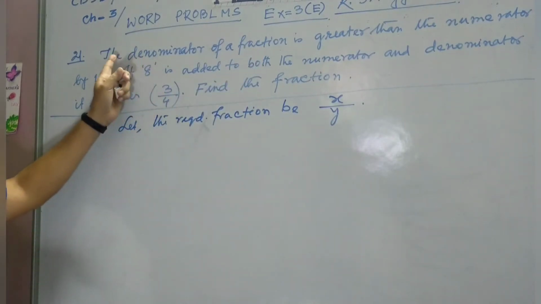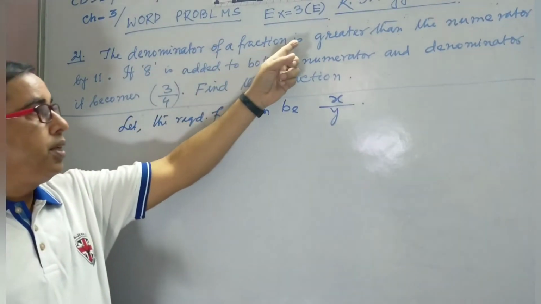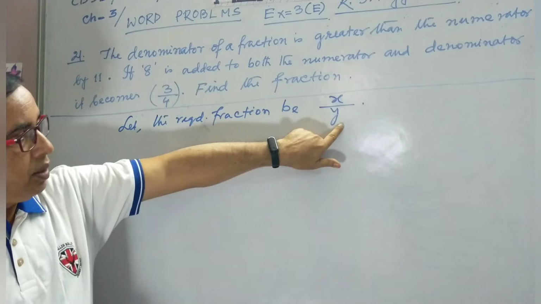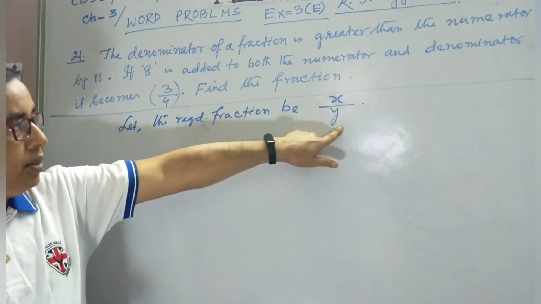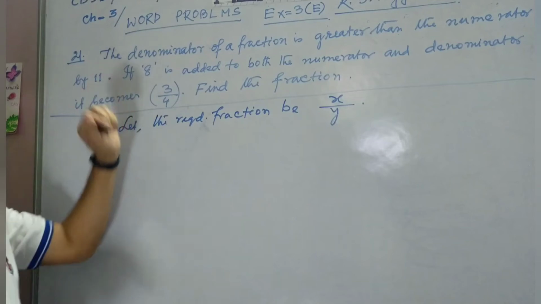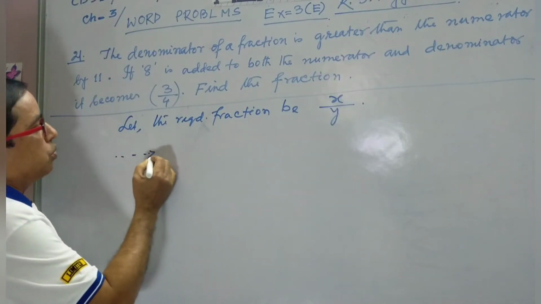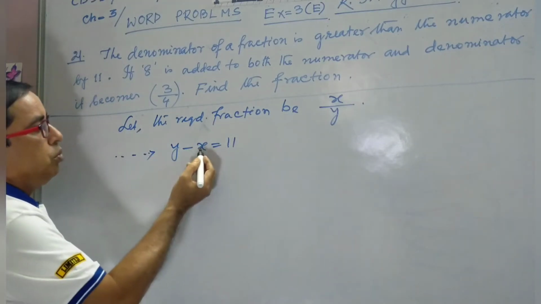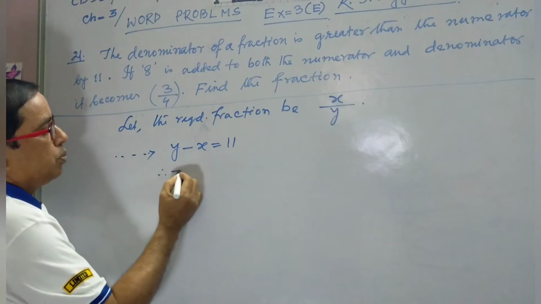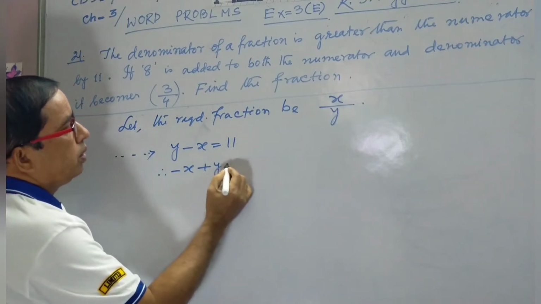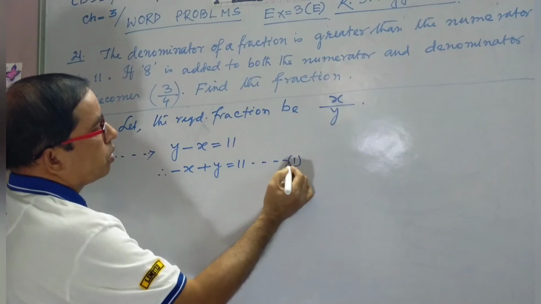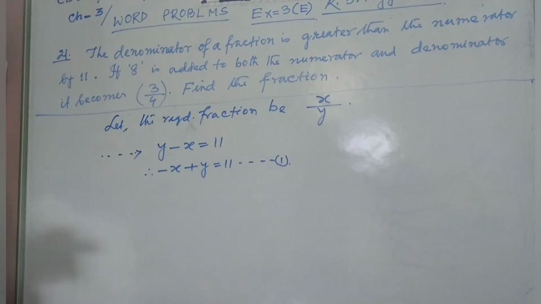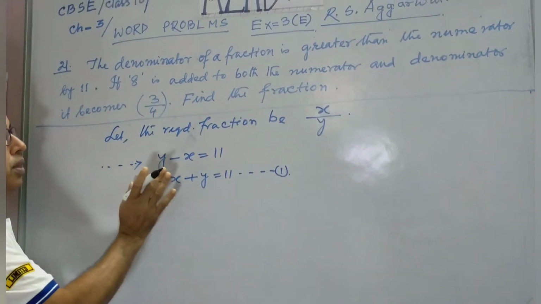Now we have to read the first condition. What is the first condition? The denominator of a fraction is greater than the numerator by 11. Which one is the denominator? This one, that is the below one. Y is the denominator. It is greater than the numerator by 11. So according to first condition, we can write y minus x equal to 11. You can change the position of x and y. Therefore minus x plus y equal to 11. This is equation 1. To make it easy to solve, you can change the position. Otherwise you can do from here also. This is the first condition.